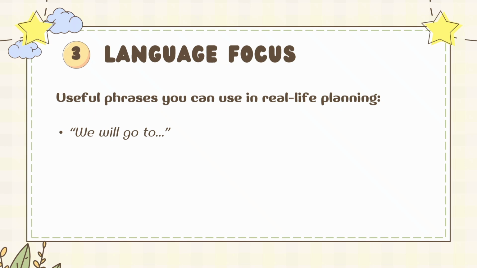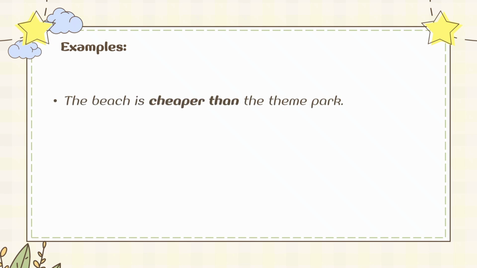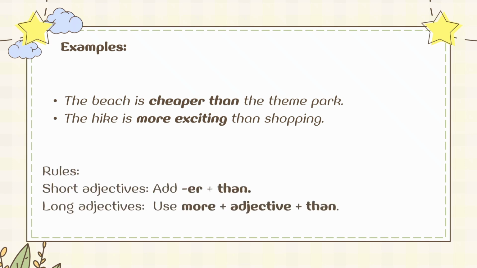You can say, "We will go to ___" when introducing where you are going to go. Or you can say, "It costs ___" when you are introducing the price of a certain thing. Or maybe you can say, "Let's choose ___ because ___" when you are introducing the reason why you choose something. I also heard many of you compare options, which is great. For example, I heard Group A said the beach is cheaper than the theme park, and Group B said the hike is more exciting than shopping.